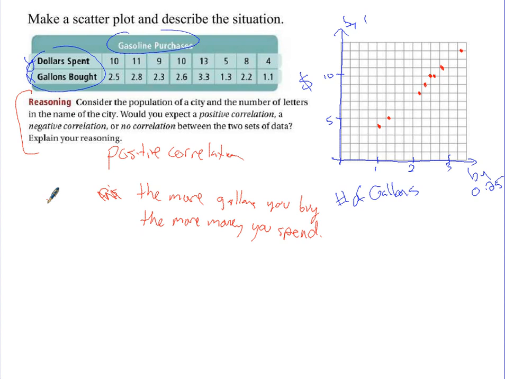Right? But if I find a town called Rancho Cucamonga, California, that's like 80,000 letters. Does that mean that there's 12 billion people living there? No. Okay? So there's no correlation here. Because it shouldn't have anything to do with the number of letters in the name.